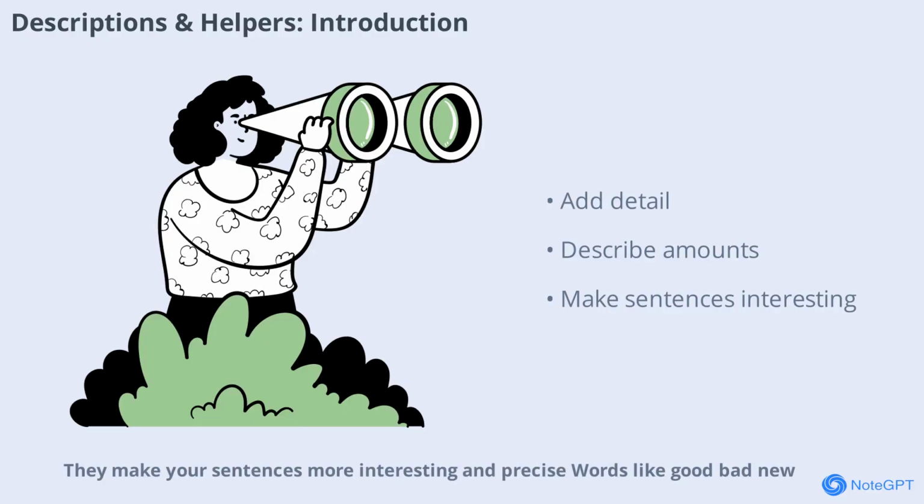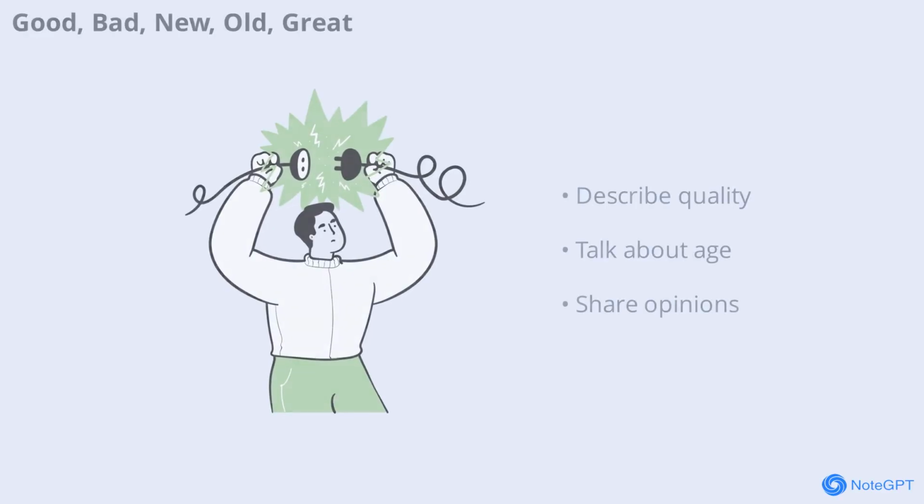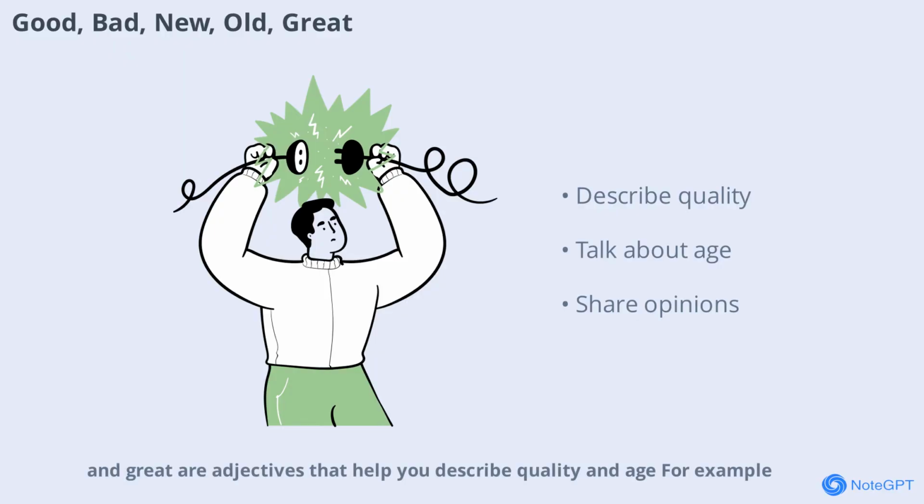Words like good, bad, new, old, and great help you describe things clearly. Good, bad, new, old, and great are adjectives that help you describe quality and age. For example, a good movie, a bad day, a new phone, an old friend, or a great idea. These words are used all the time to share your opinions and describe things.